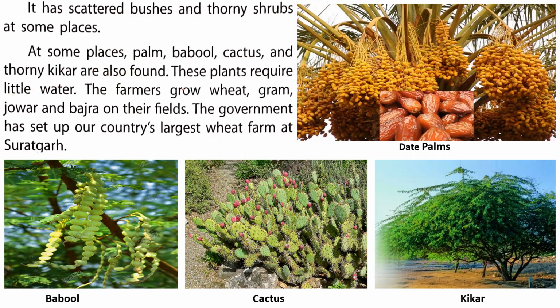The farmers grow wheat, gram, jowar, and bajra on their fields. The government has set up our country's largest wheat farm at Suratgarh. Clear, children?